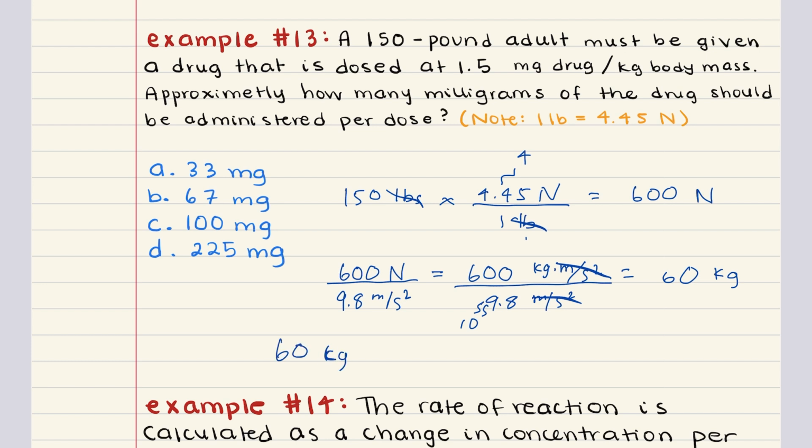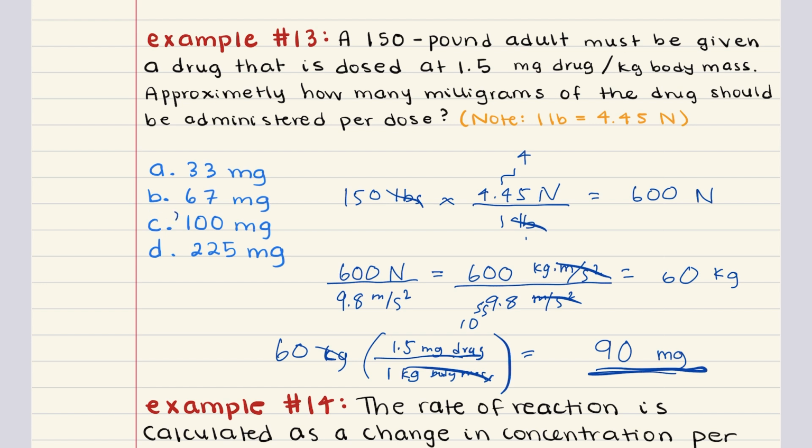We're going to take 60 kilograms and multiply this by our conversion here. For 1 kilogram of body mass, we need 1.5 milligrams of the drug. Here, kilograms cancel out. Our final answer is going to have units of milligrams. 60 times 1.5 is equal to 90. This is closest to answer choice C. So the correct answer for 13 is C.